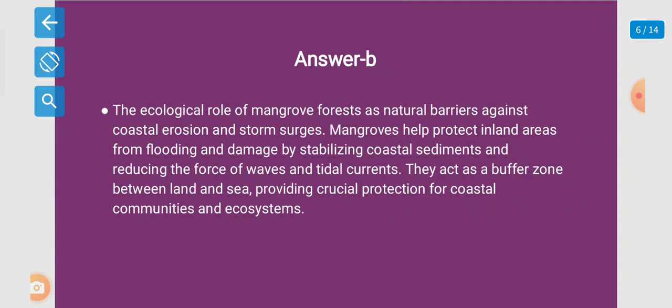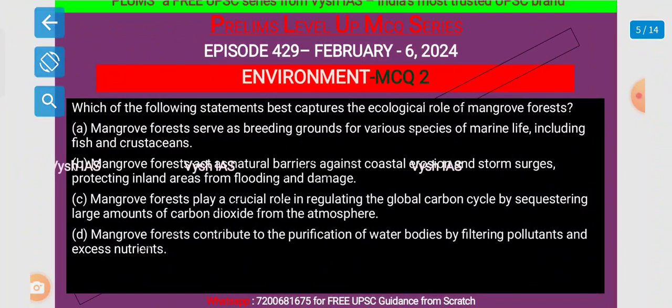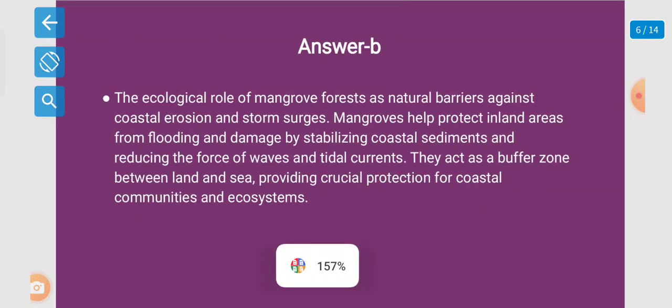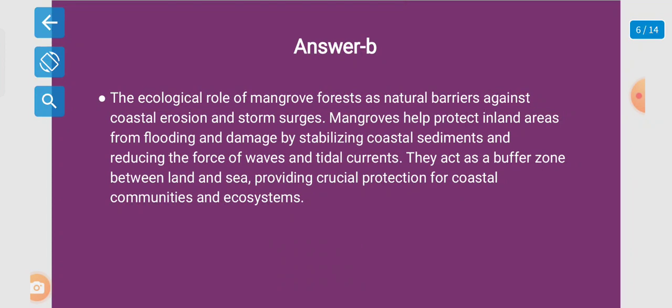Answer is B. Okay, so the mangroves, as we know, all these functions are served by mangroves, but the main function of the mangroves is that they act as the natural barriers against the coastal erosion and storm surges. That's why we see the deep penetrating roots which are very, very strong. And the ecological role of mangrove forest is this one, okay.